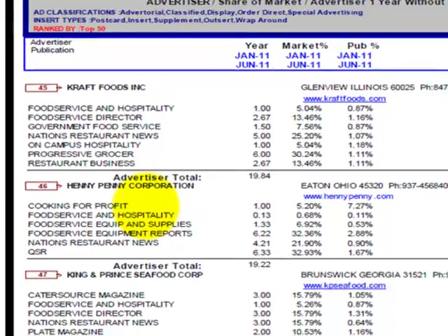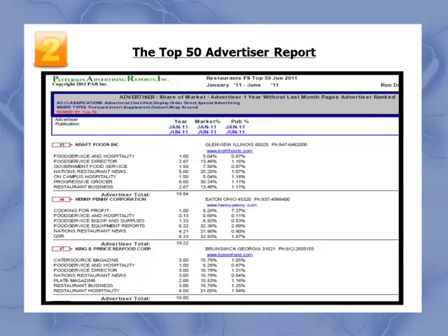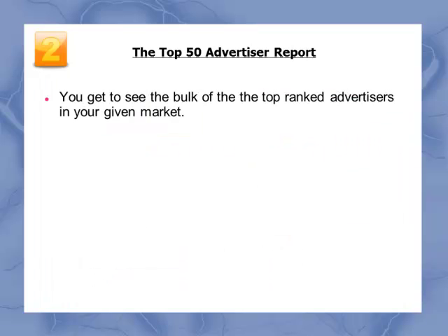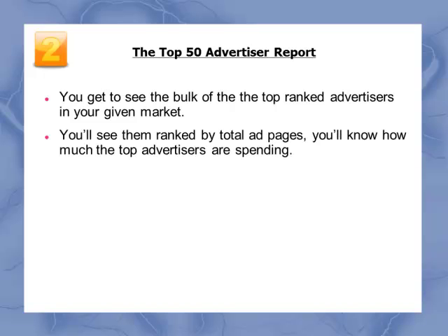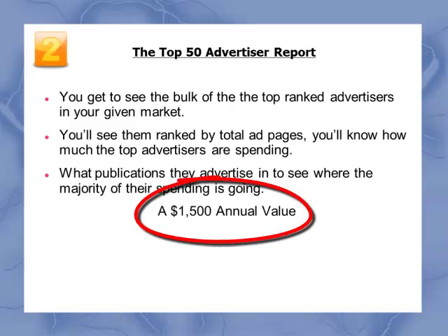There's a wealth of competitive intelligence in this one report. Instantly, you can know who the leaders are and their share of voice in any publication market with a report like this. So overall, you're going to see the bulk of the top ranked advertisers in a given market. You'll see them ranked by total ad pages. You'll know how much the top advertisers are spending, what publications they advertise in, see where the majority of their spending is going. It's a $1,500 annual value.